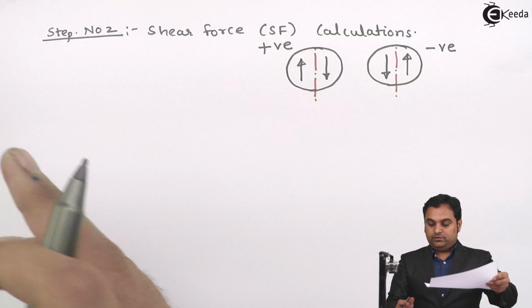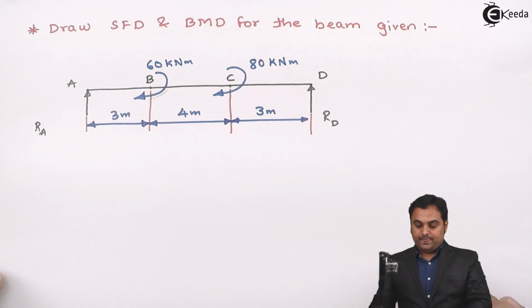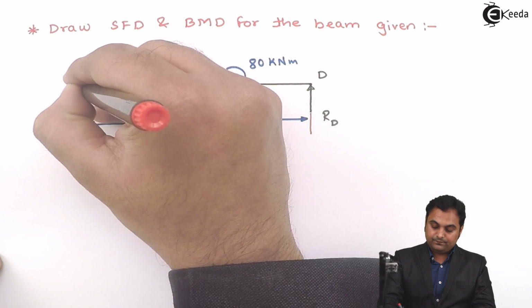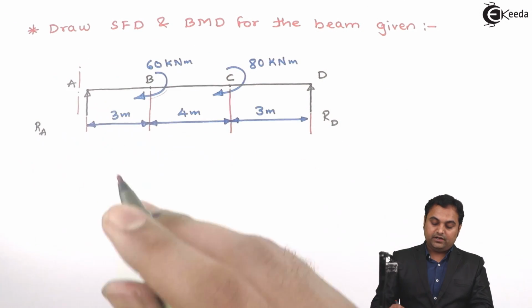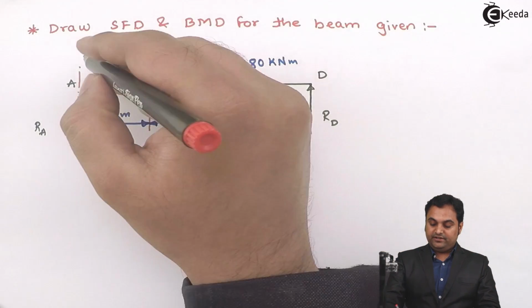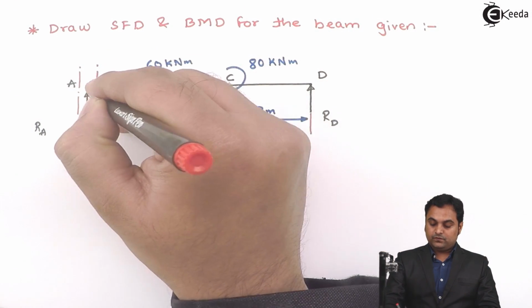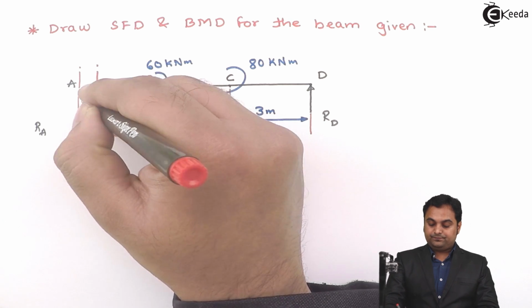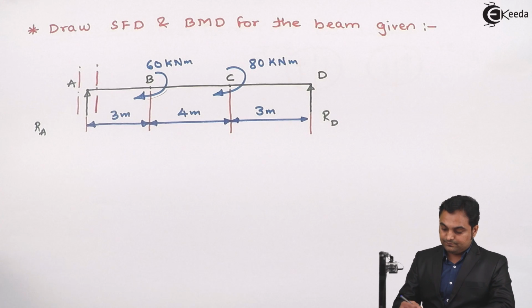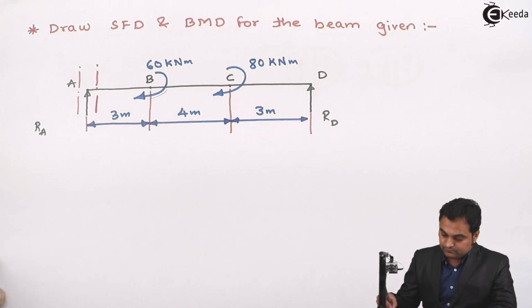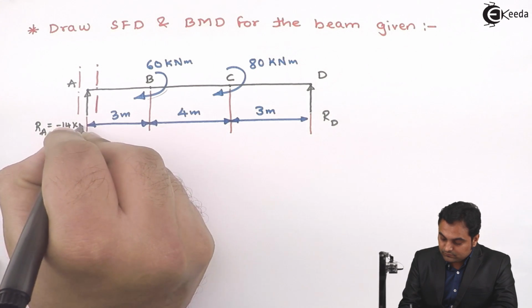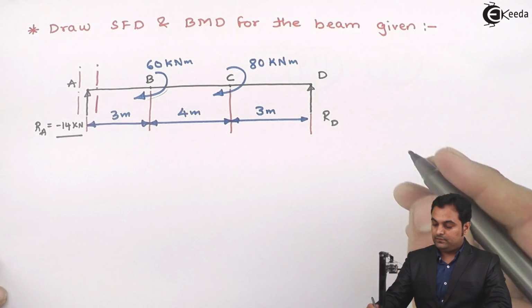Now if I look at this beam, when the section is to the left of A, there are no forces, so the value of shear force will be 0. But if I take the section to the right of A, Ra value is there, it is minus 14 kilonewton.